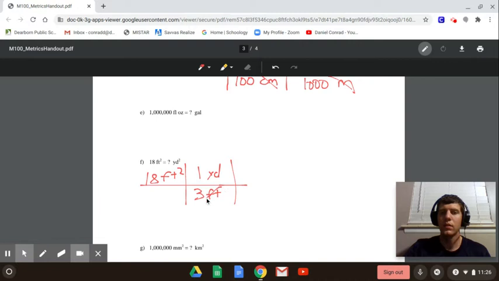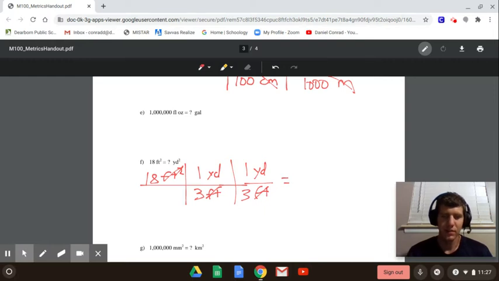So if we cancel out a foot, we're only canceling out the square. We still have another foot left. So we need to do this twice. So we need to do 1 yard by another 3 feet. That way, both these feet get canceled, and we end up with yards squared. So 18 times 1, and let's just put it in the calculator to be sure. 18 times 1.